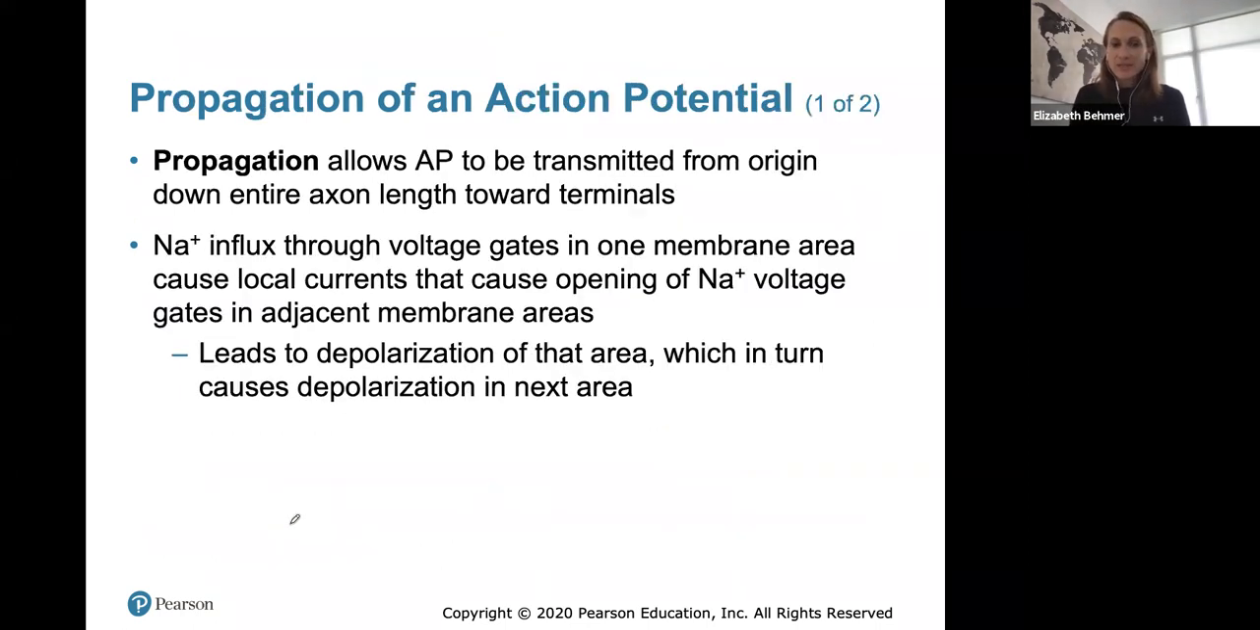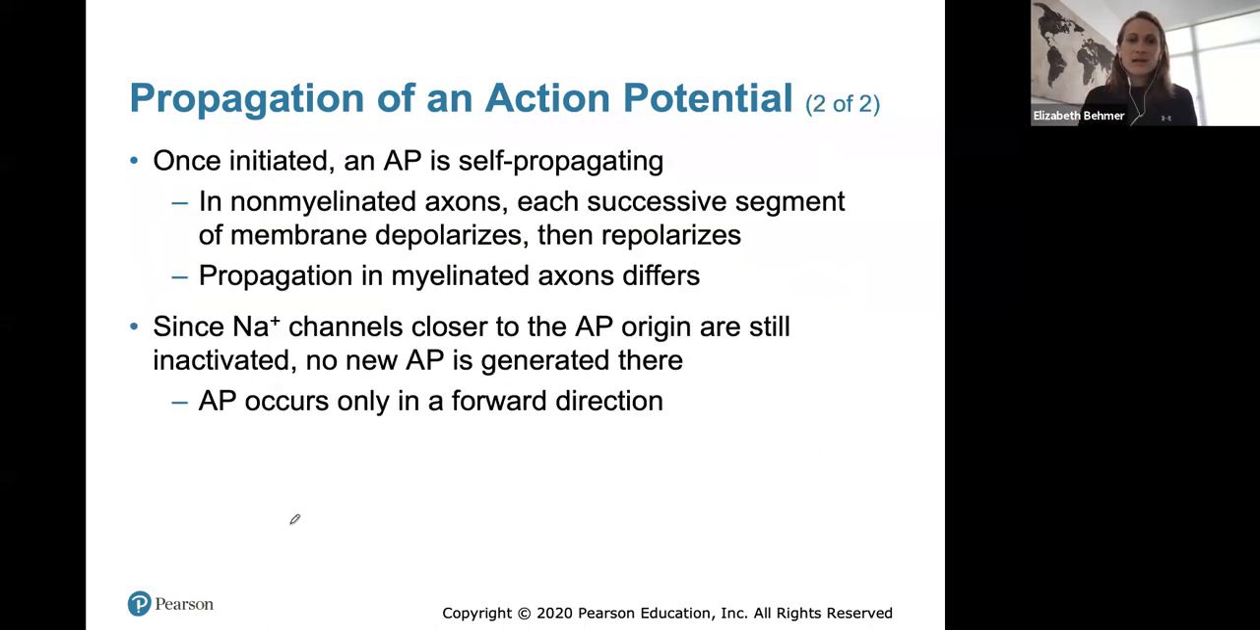Propagation allows the action potential to be transmitted from the origin down the entire length of the axon toward the terminal ends of the axon. The sodium influx through the voltage gates in one membrane area causes local currents that cause the opening of sodium voltage gates in adjacent areas. This just means that depolarization moves down the axon. Once initiated, the action potential is self-propagating.